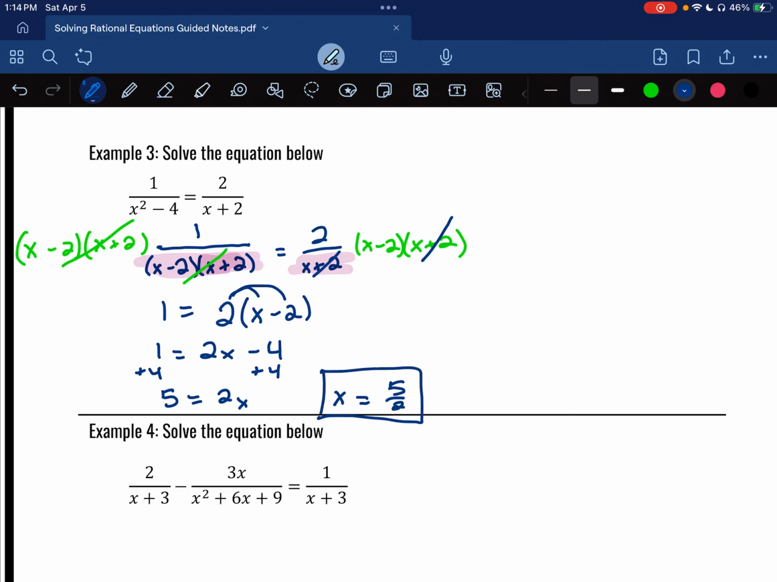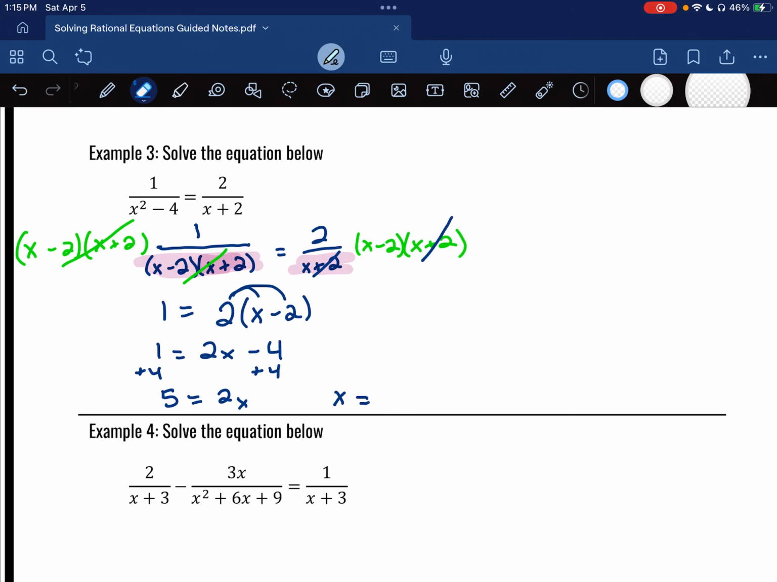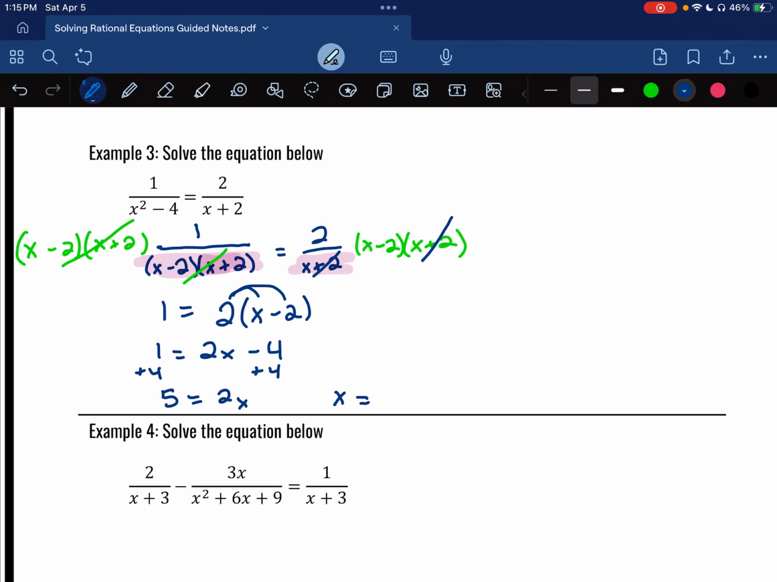There you am, box my answer before you even know it's correct. I like 5 halves because, who needs proper fractions anyways? All right, so that was a little messy, so I'm just going to write it a little bit cleaner. All right, there you go.